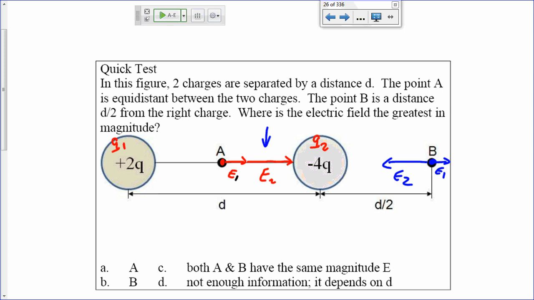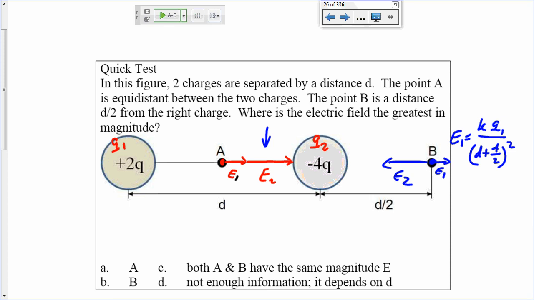Q1 will still have some impact on point B, even though Q2 is right there in between. That's right. Over here E1 would have a magnitude equal to k times Q1 over (D plus D over 2) squared. It's going to be a small effect, but the further I get away, it's going to be even smaller and smaller, but it's still measurable. All right? And so which of these has the bigger electric field? Right, A has the bigger electric field.